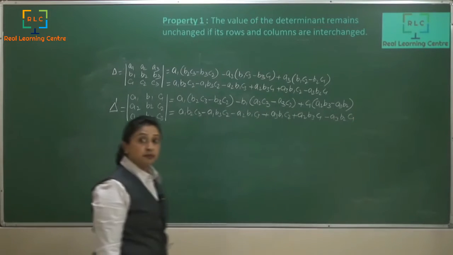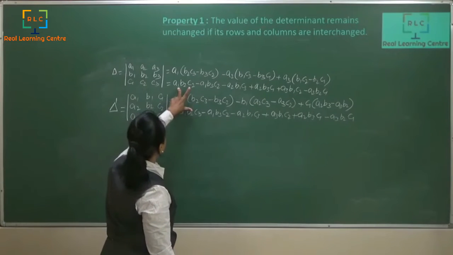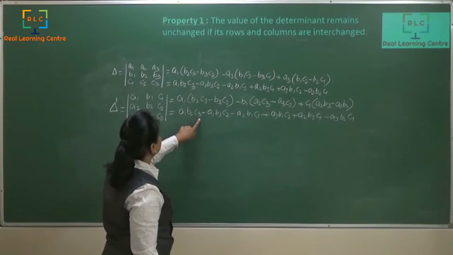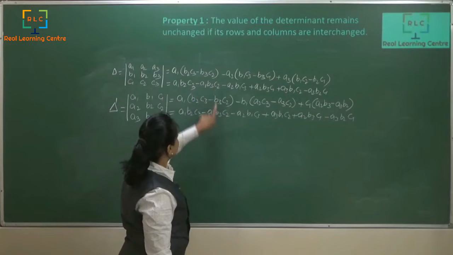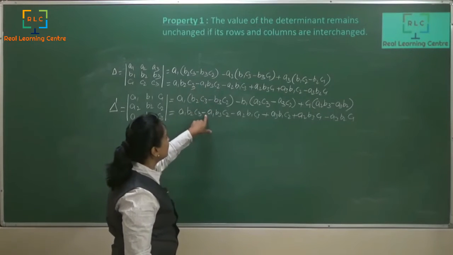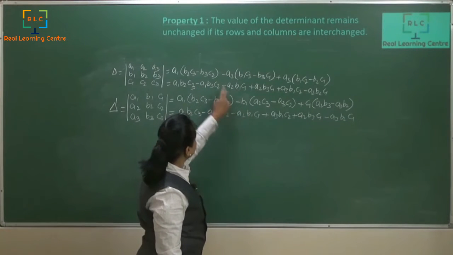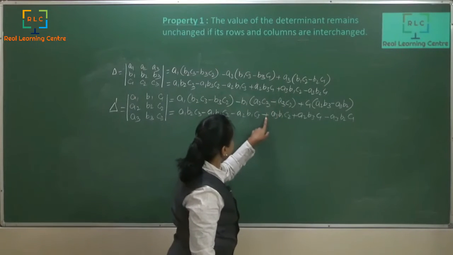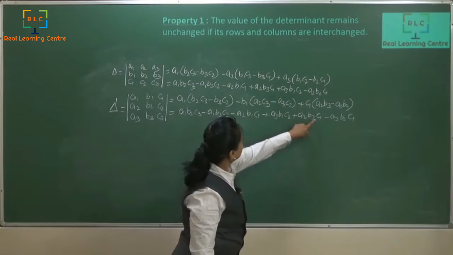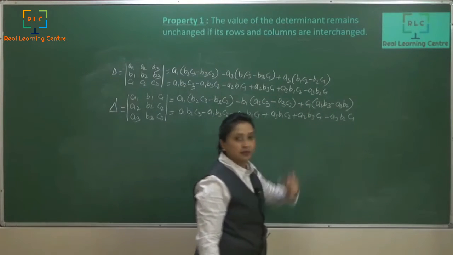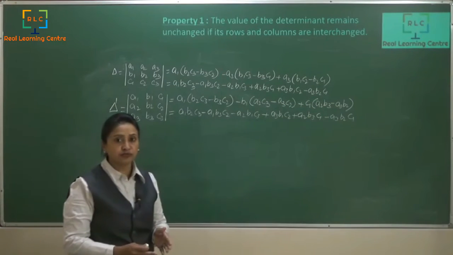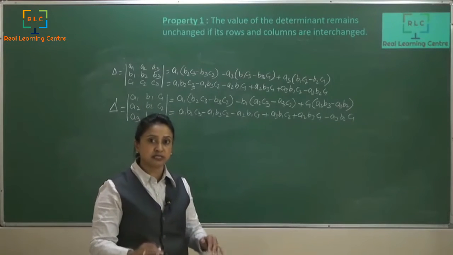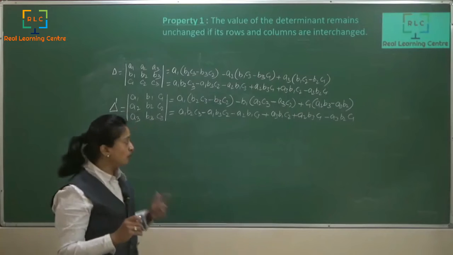Okay. Now let me check. A1 B2 C3, A1 B2 C3. Next you have A1 B3 C2 with minus, we have got the same. Then you have A2 B1 C3 with minus, same thing. A3 B1 C2 is here with plus, I have got plus. A2 B3 C1 is here with plus, and the last one remains the same. So we have got the same thing. So in spite of interchanging rows and columns, or transposing, the determinant will not change its value. Now how it is useful, I'll tell you.